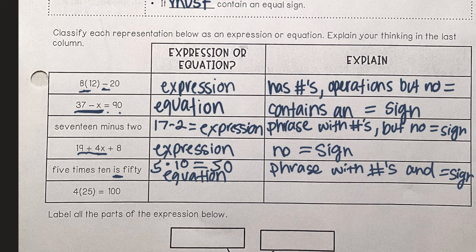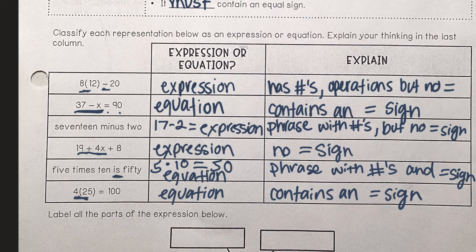Last but not least, we have 4 times 25. Remember, no sign means to multiply. Equals 100. So this is an equation. And you could write contains an equal sign. That's what makes it an equation.